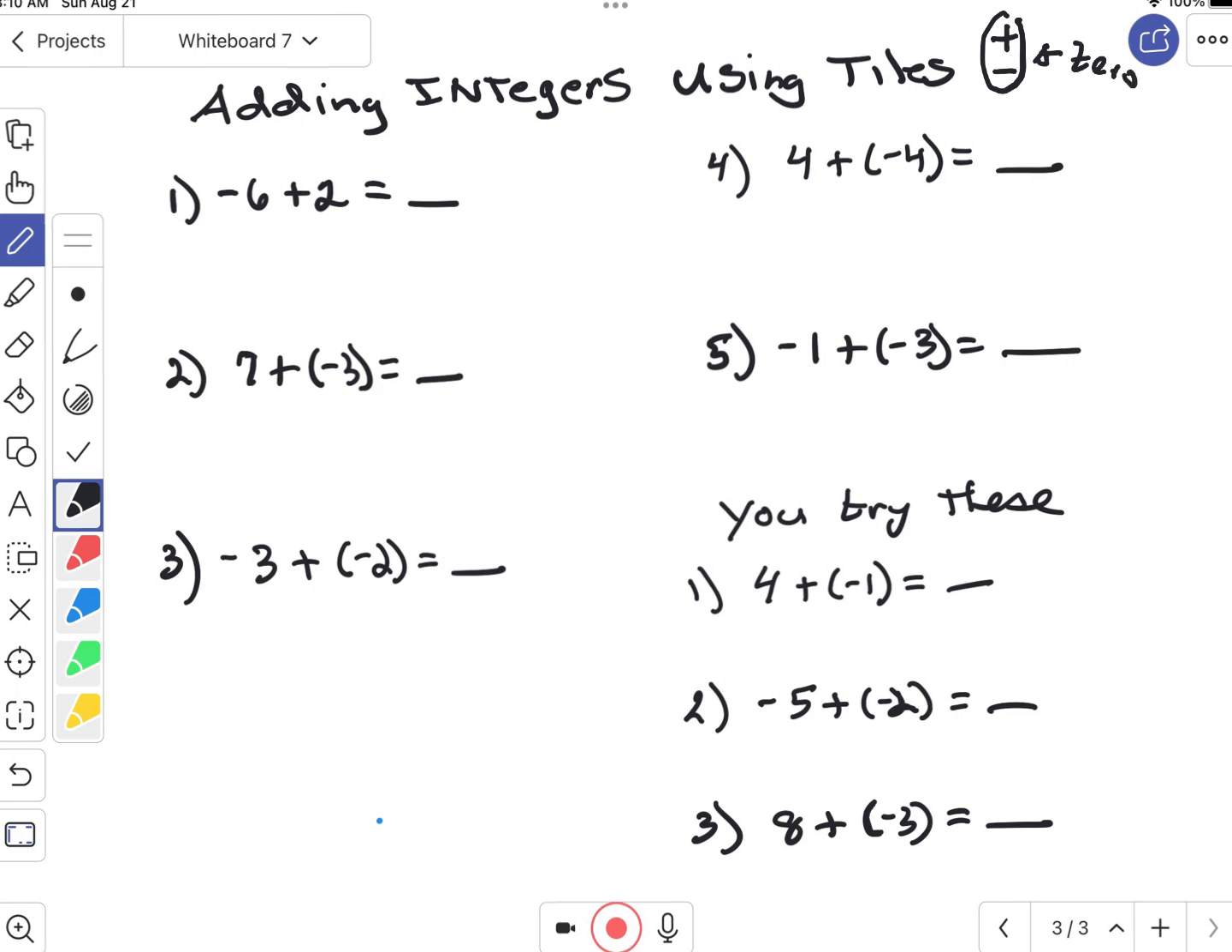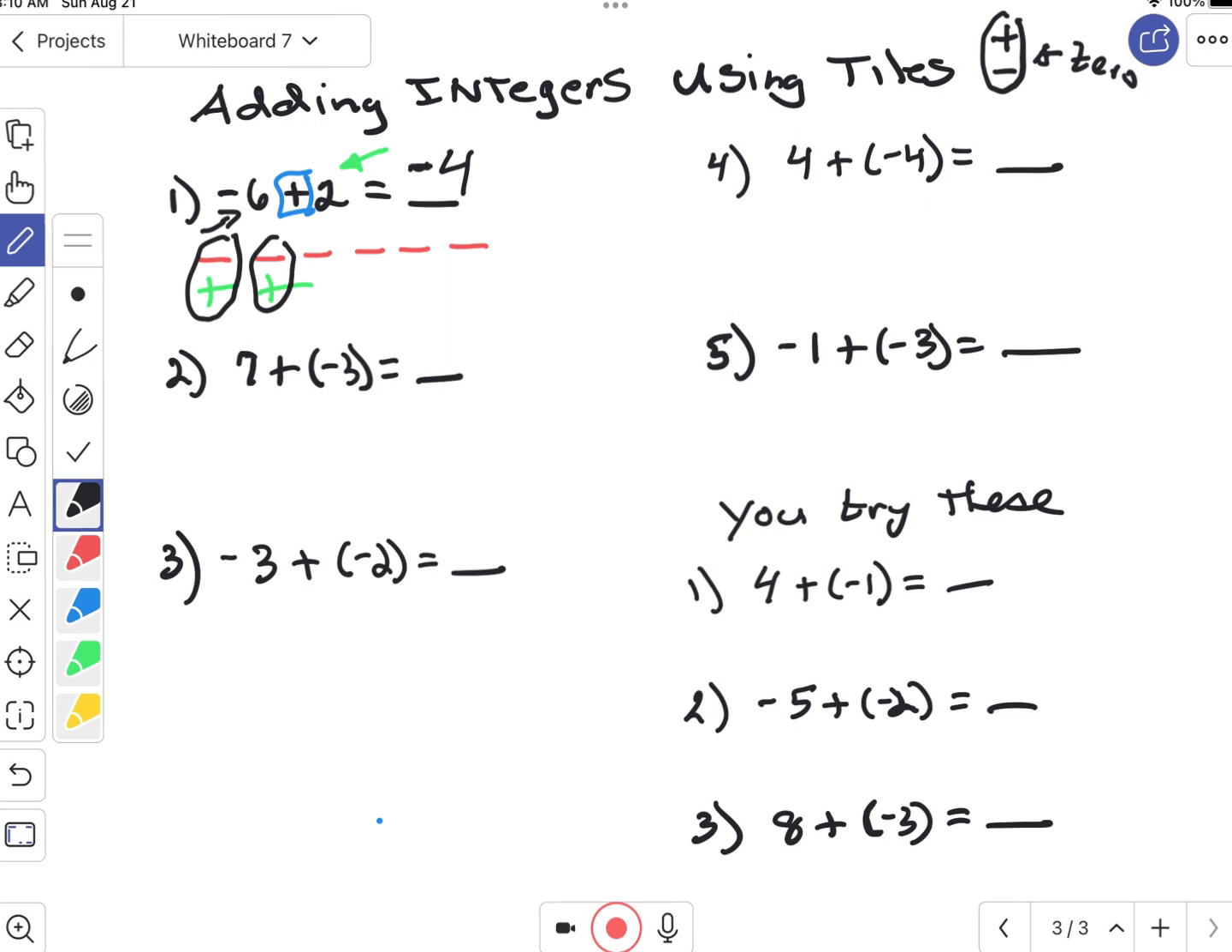So here we're going to start with 6 negative charges. So we're going to draw 6 negative charges. And then we're adding 2 positive charges. And then we collect our zeros. So a positive charge with a negative charge is going to cancel out. And then what are we left with? We're left with 4 negatives. So -4 is our final answer. And that's using tiles. So let's try the next one.